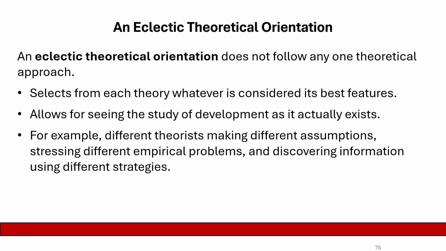Most modern perspectives on development consider pieces of each of these theories that work, so that we can collectively have a great idea of what to expect in human development at each stage. This allows for seeing the study of development as it actually exists. All of these perspectives have quality pieces to them, but separately, they don't really hit all the points, right? But together, they work really well. So different theorists make different assumptions, stress different empirical problems, and discover different information using different strategies. This is very helpful to giving us a great perspective on the lifespan and how we progress through it.